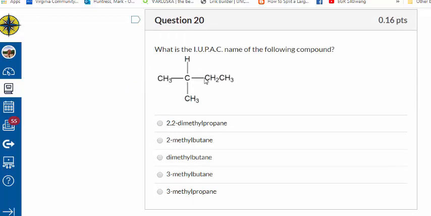Okay, another naming one. So step 1. What is step 1, everybody? All at once now. It's find the parent chain. So 4 carbons in the parent chain. That means this is a butane, and the substituent is a methyl group, and it's on the 2nd carbon. So we got 2-methylbutane.